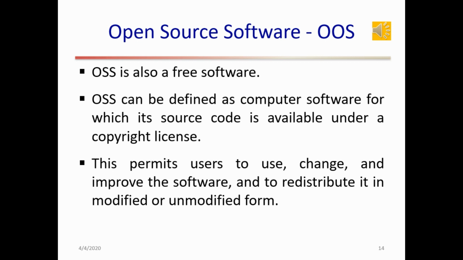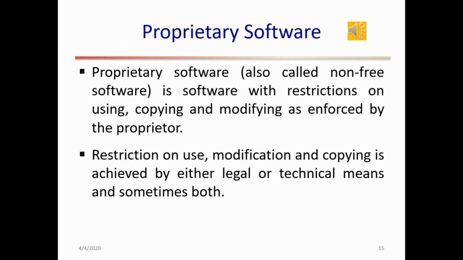Open source software is also free software that has copyrights, but its source code is available, so you can change and modify it as you want. Last but not least, the proprietary software. This is a non-free software. That means that you have to pay to obtain it, and you cannot modify or change it without the permission of its owner.